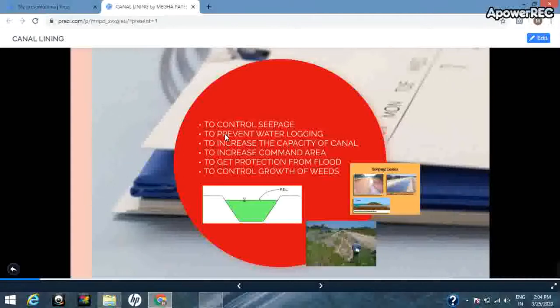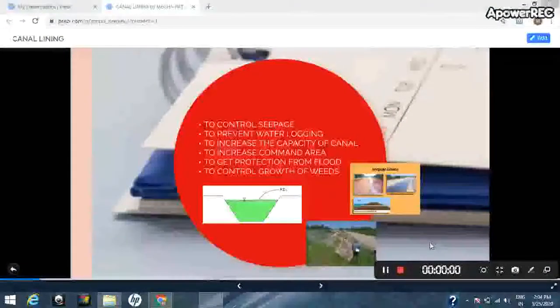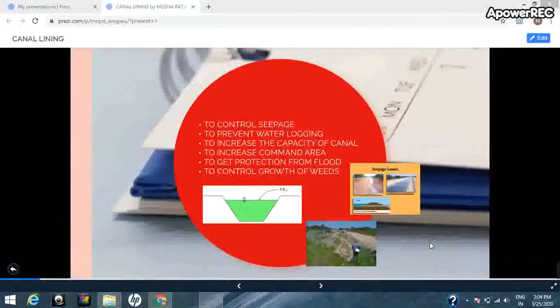The same applies to increasing the command area. What amount of area is irrigated per meter cube per second? That means 1 unit of discharge is irrigating how many hectares of area? If the canal is lined, then the velocity would be increased.